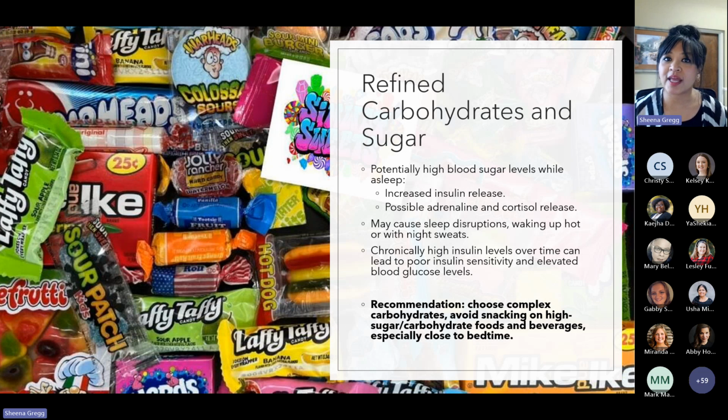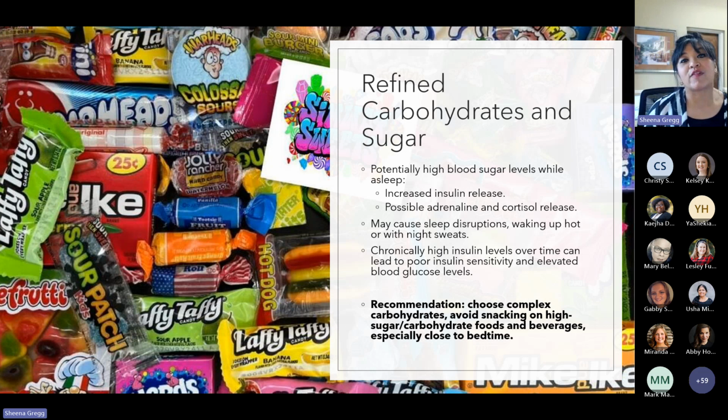So, when these foods raise our blood sugar levels while we're asleep, we have an increase in our insulin. Again, possibly the adrenaline and cortisol release that we talked a little bit about earlier on. So that could cause some sleep disruptions, waking up hot or with night sweats as our blood sugar is kind of all over the place. And chronically high insulin levels over time can lead to poor insulin sensitivity. So we do want to keep that in mind.